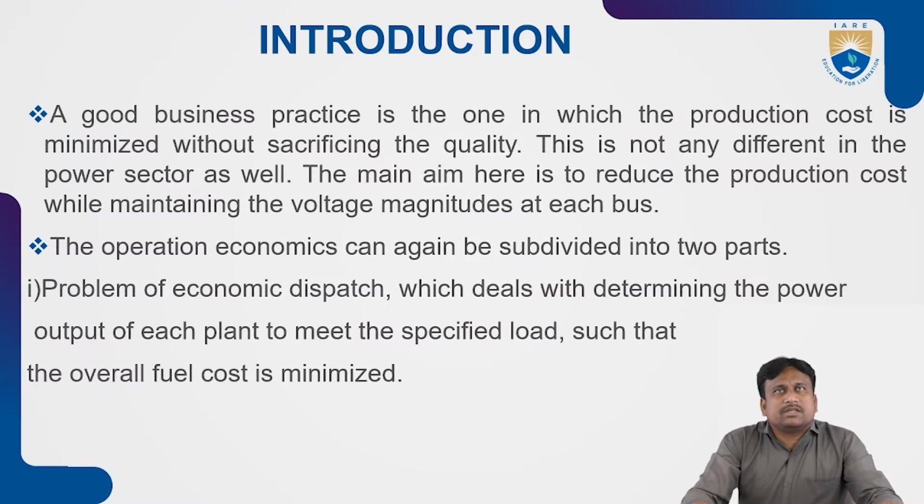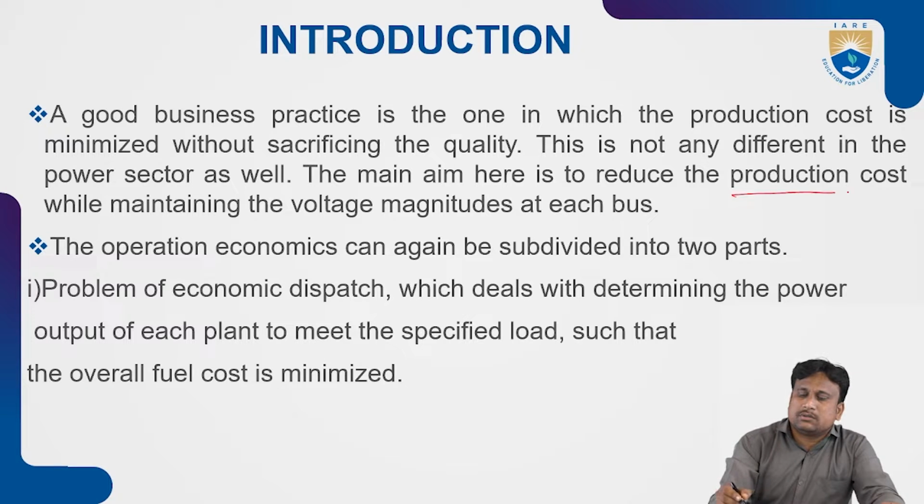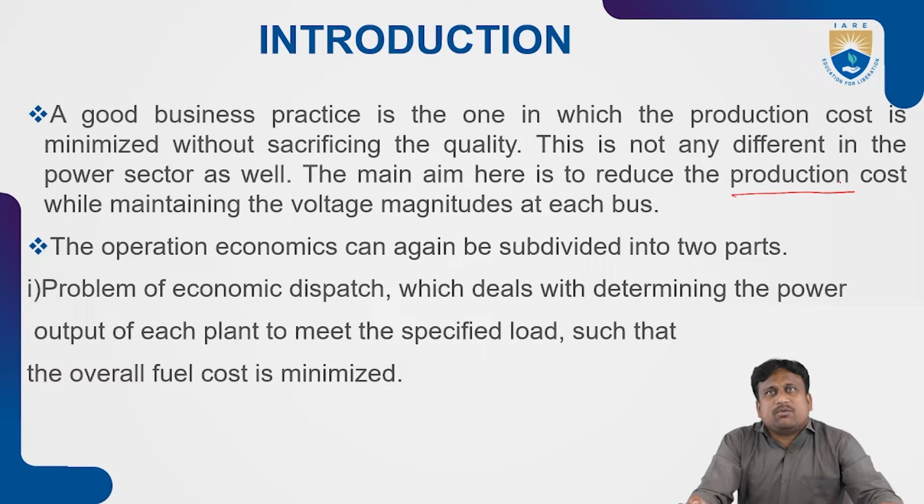network. Coming to the introduction, a good business practice is one in which the production cost is minimized without sacrificing quality. In the earlier video, I told you that the quality of the power is very important. The quality of the power involves voltage quality and current quality. This is no different in the power sector as well. So the main aim is to reduce the production cost while maintaining the voltage magnitude at the respective buses.